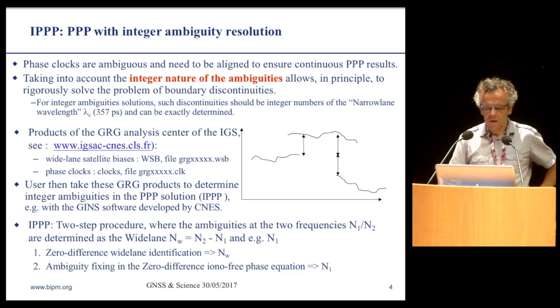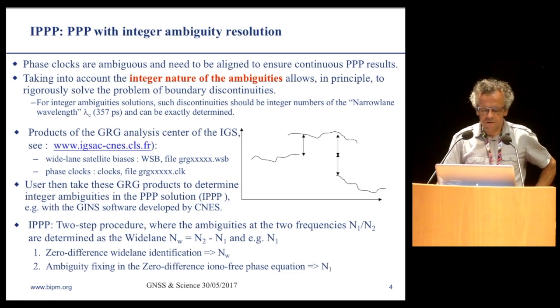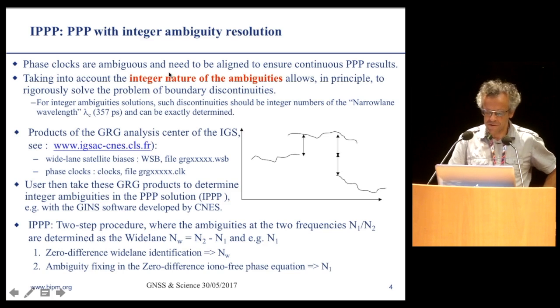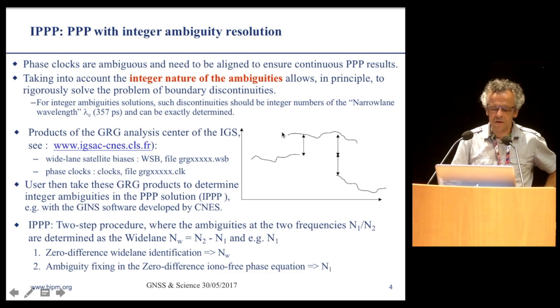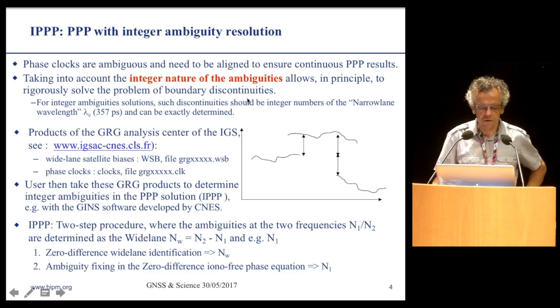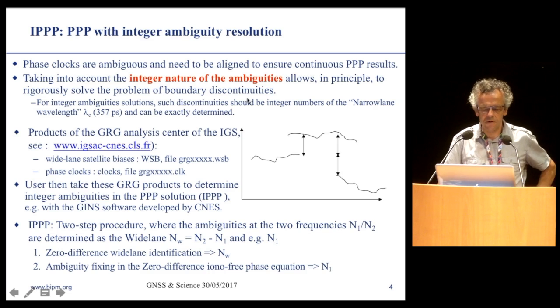So you know that due to the ambiguous nature of the phase, everything is ambiguous when you compute time transfer with phase clocks. And you do this on different batches, and you have to ensure the continuity from batch to batch. And this is a source of uncertainty in the classical PPP. And taking into account the integer nature of ambiguities allows, in principle, to rigorously solve the problem of the boundary discontinuities.